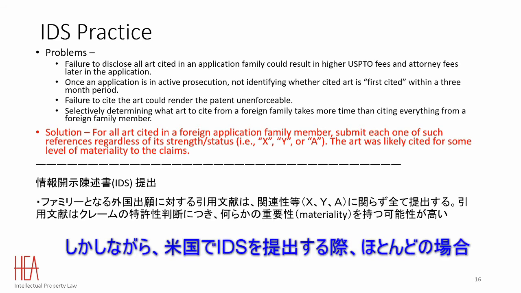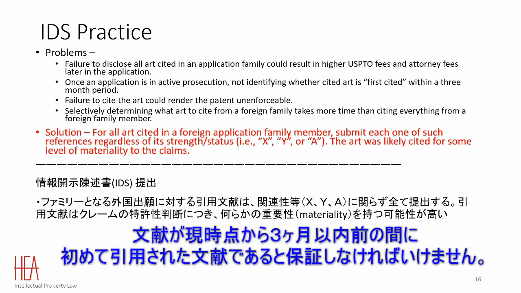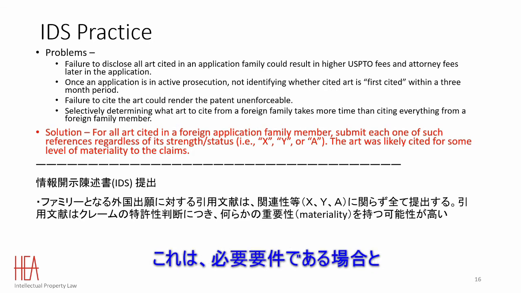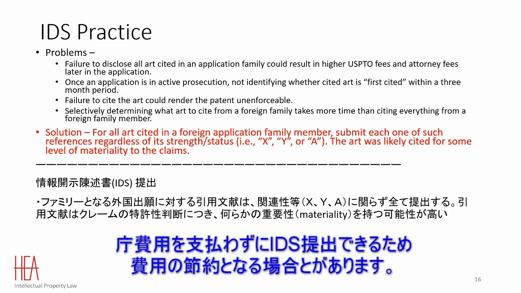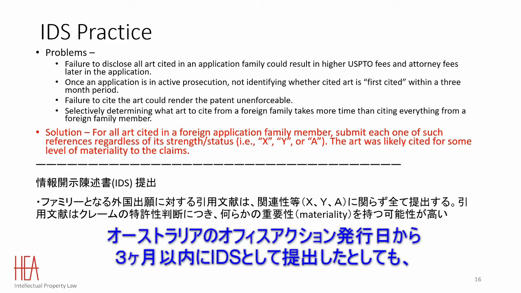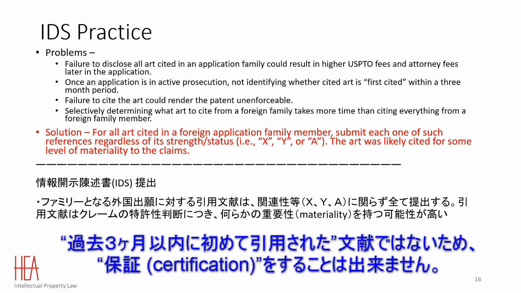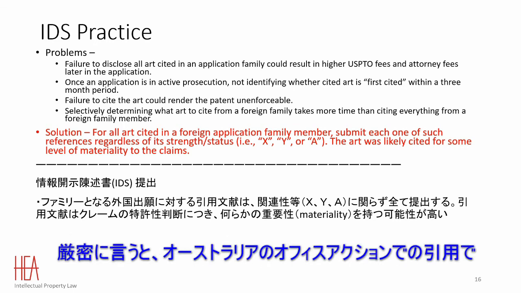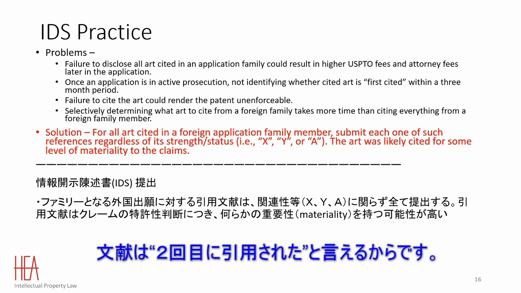The problem is when the US attorney goes to submit, it's often either required or it lets us save money if we can say that the reference is first cited within the last 3 months. If the reference was already cited in the ISR 2 years ago, even if we really hustle and try to file the IDS for the references cited in Australia quickly within 3 months, we cannot make that certification statement. So it has to be first cited within the last 3 months. Technically, the Australian reference was second cited.